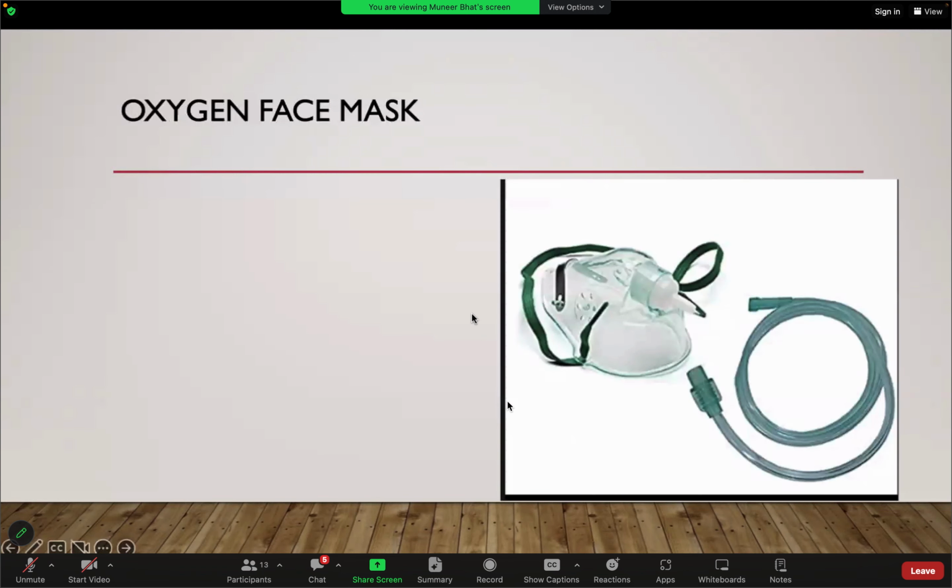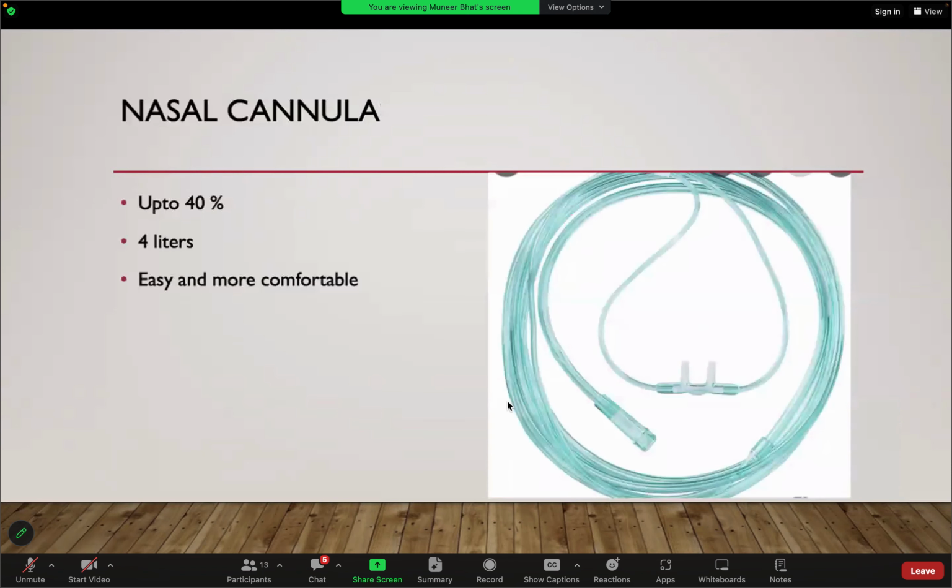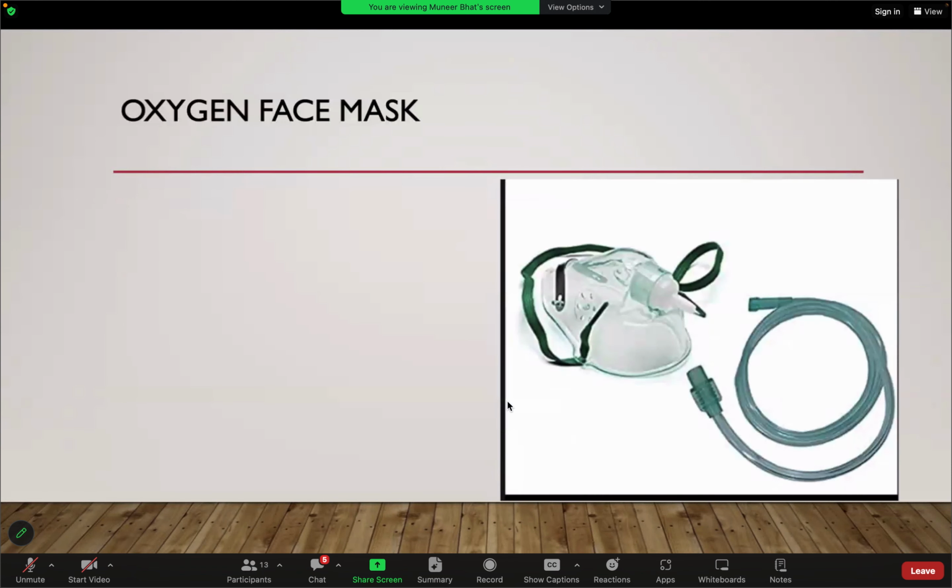Now, you might have seen this; it is known as an oxygen face mask. You can provide oxygen to the patient, up to 60% oxygen, depending upon the respiratory rate demand. And this is a variable-performance instrument that we have. The only problem with this instrument is that the patient can have claustrophobia.